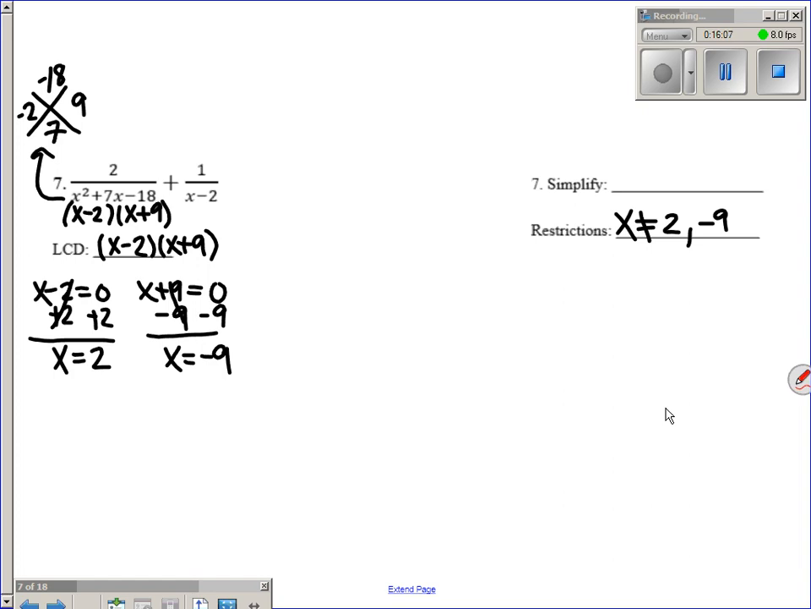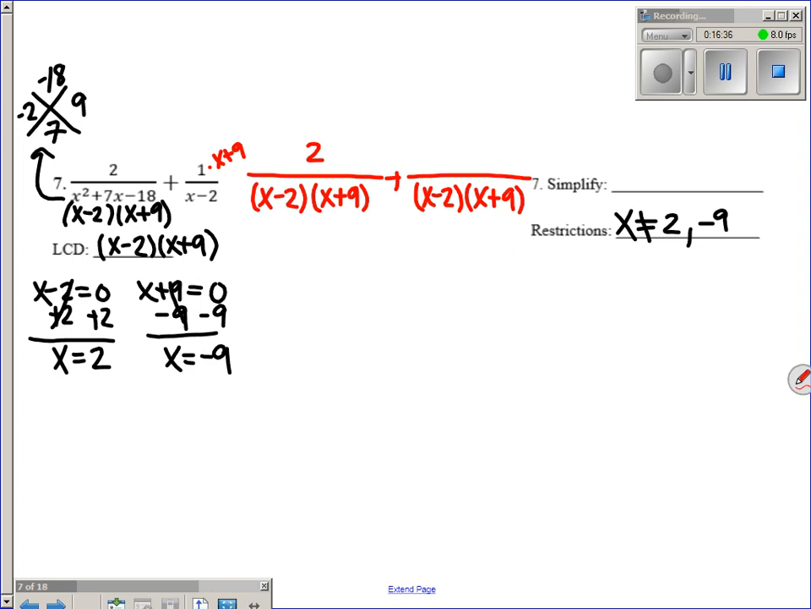Now, with that part aside, we are adding, so we need our denominators to be the same. So we want both of these to be x minus 2, x plus 9. Well, if you notice, when we factored the first one, we didn't change anything. So this 2 is not going to change. For the second one, we had to multiply by x plus 9. So we are also going to have to multiply x plus 9 to the top. And 1 times x plus 9 is just x plus 9.